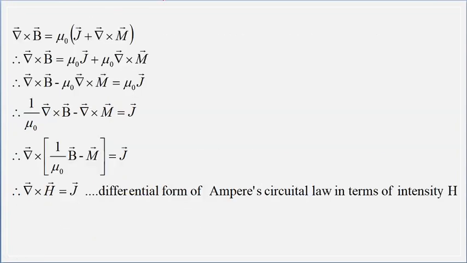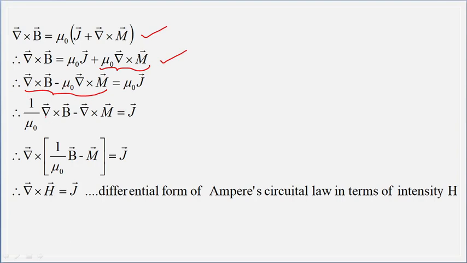Then we got this equation. We try to open this. Mu naught is taken inside, we get this equation. Then we take this on the left hand side. So we get curl of B minus mu naught curl of M equal to mu naught J. Then this we divide by mu naught. So here we get 1 by mu naught, and this mu naught cancels.